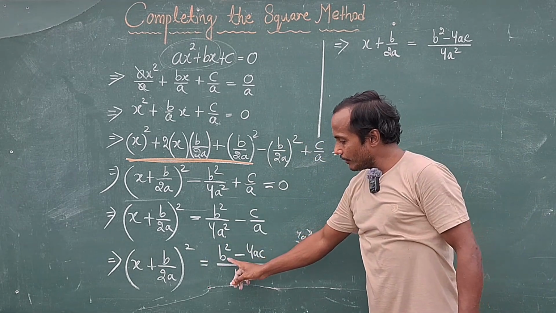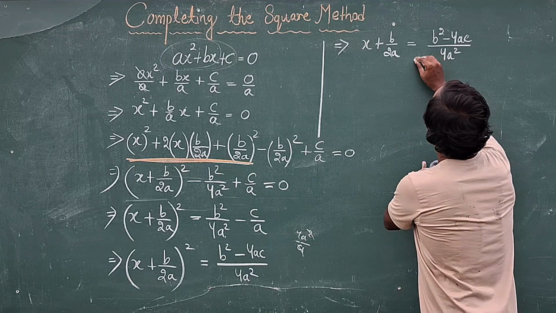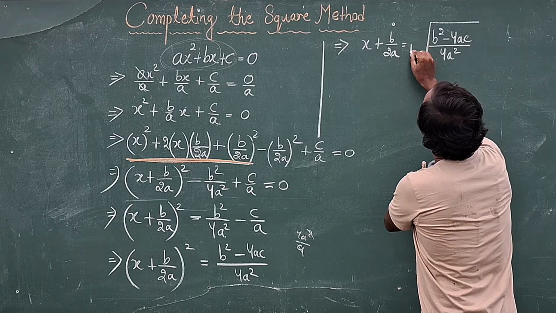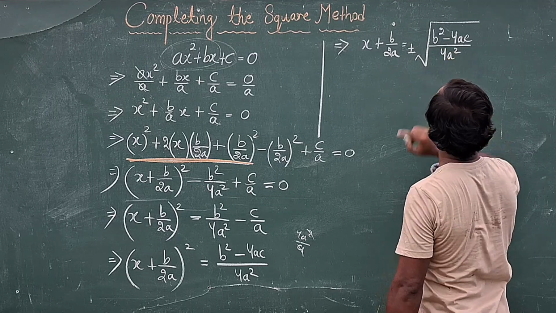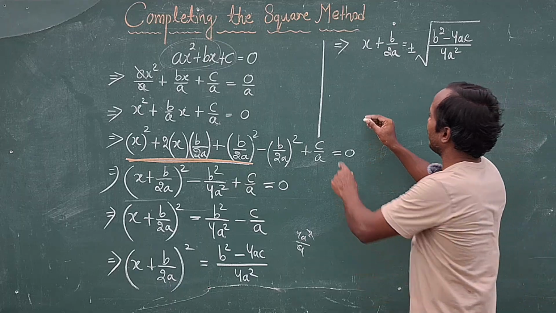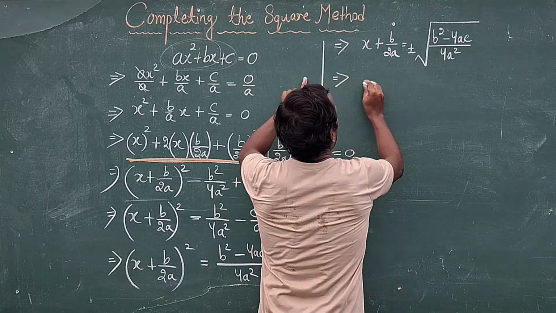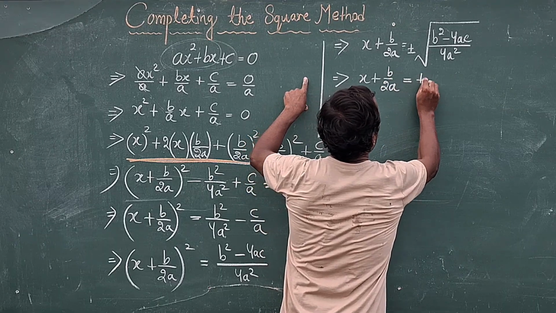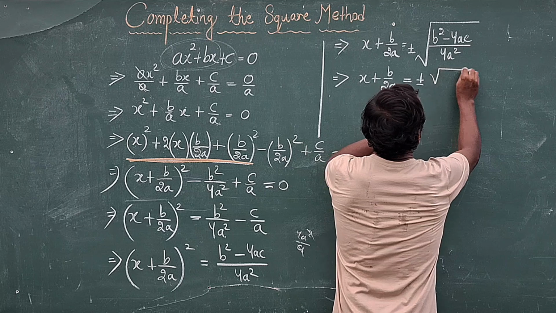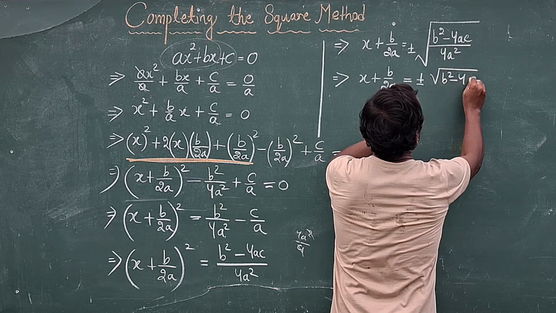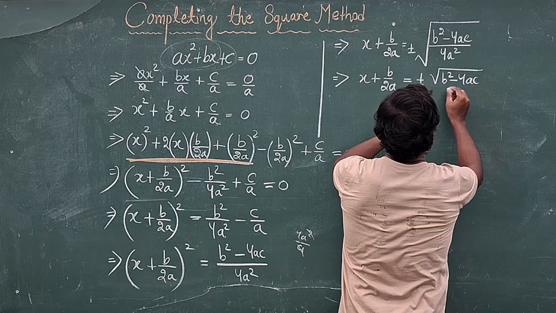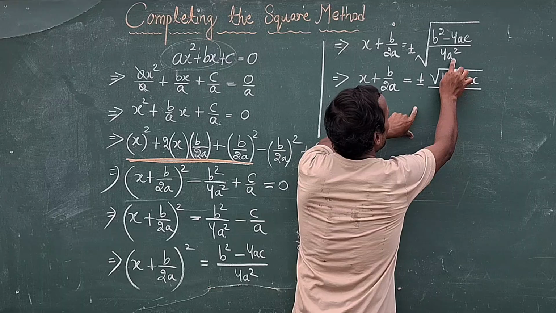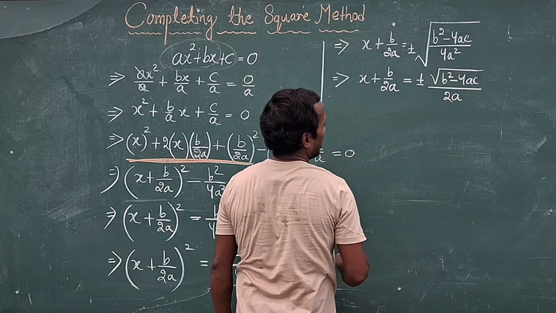And on the right side, when you take the square root of this, I have plus minus square root of b square minus 4ac by 4a square. The next step you see, x plus b by 2a gives plus minus b square minus 4ac, which will stay under the root. We cannot find the root of this now. By the square root of 4a square: square root of 4 is 2, square root of a square is a. We have 2a in the denominator.